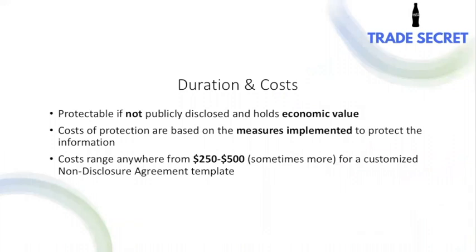Trade secrets are protectable so long as the information is not publicly disclosed, appropriate security measures are in place, and the information retains economic value. The total costs of trade secret protection are entirely dependent on the steps and measures implemented to maintain secrecy of the information. However, generally, you can expect to pay an attorney anywhere from $250 to $500 to prepare a non-disclosure agreement.